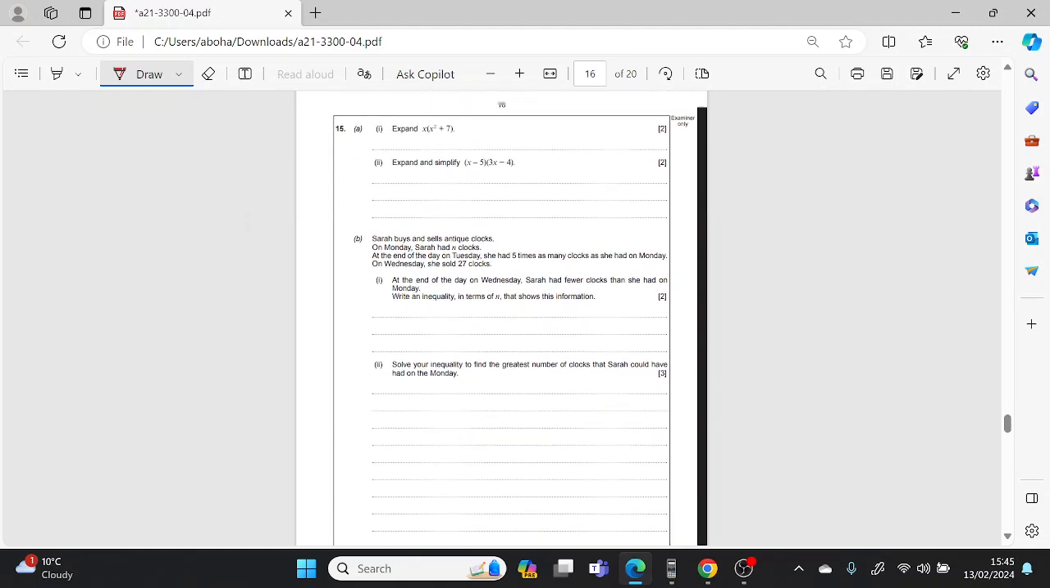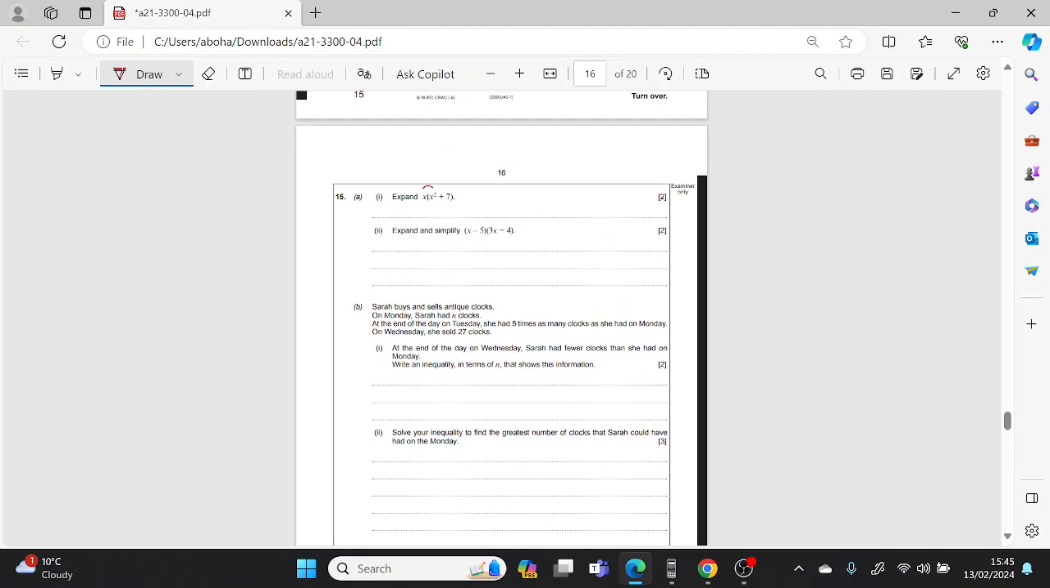And then 15. Nice question here, guys. Just a couple of expansions. X times x squared is x cubed. X times 7 is 7x. And then that times that is 3x squared. That times that is minus 4x. Minus 15x. Plus 20. Now to simplify the middle, so you've got 3x squared minus 19x plus 20. That is the answer to that question there, okay?